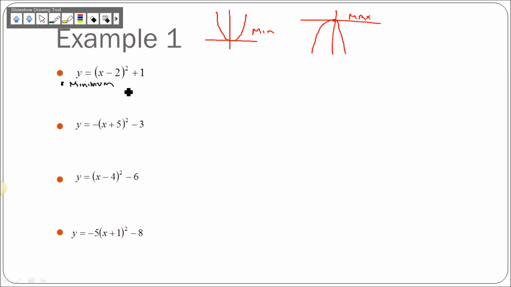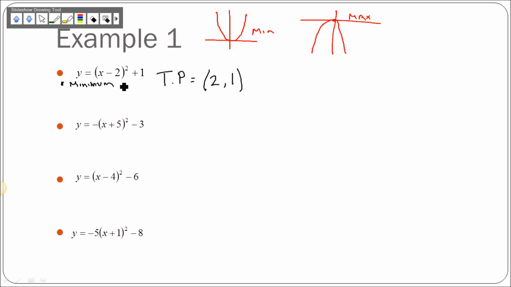So the turning point starting at 0, 0 has been moved to the right 2 and up 1. So what could it possibly be? The turning point has been moved across 2. Now if we think about what across is, that's our x-axis. So it's moved to the right 2 units and up 1 unit. So our turning point is 2, 1. It used to be 0, 0, but it's moved across 2 and up 1.